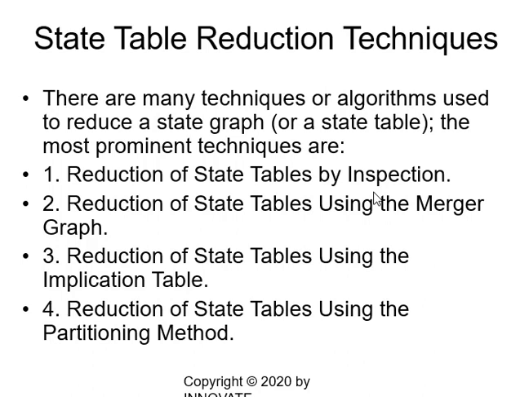Now, there are 4 main techniques in reducing the state table and the state graph. These techniques, also called algorithms, are: reduction of state tables by inspection, which I will cover in this lecture; reduction of state tables using the Merger graph, which we will do in the next lecture; reduction of state tables using the implication table in the following lecture; and the reduction of state tables using the partitioning method.